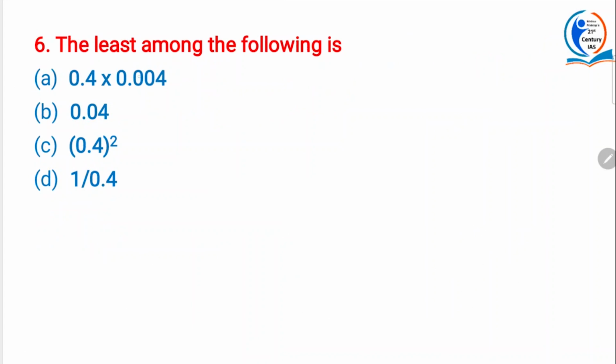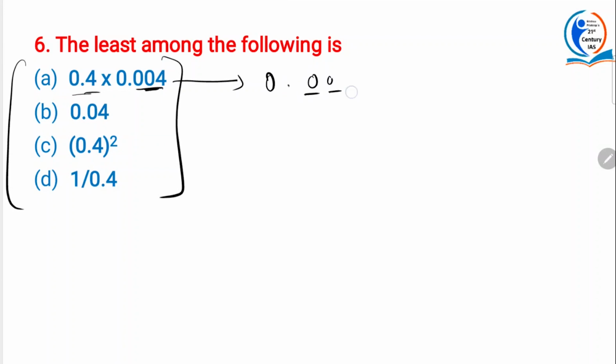Okay. Now, the least among the following is, see, don't solve the entire multiplication or whatever it is. First, observe the number of decimal places. Here, if you are multiplying this with this, you will get 4 decimal places. 1, 2, 3, 4 decimal places, because here there are 3, here 1, no? So, if you multiply, the decimal places will get added. Alright. Here there are only 2 decimal places. Alright. And here how many will you get? Here also you will get 2 decimal places.